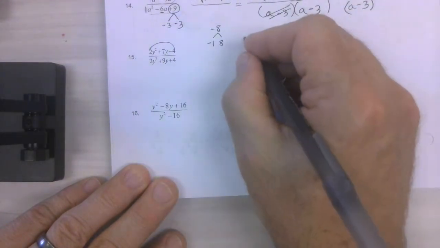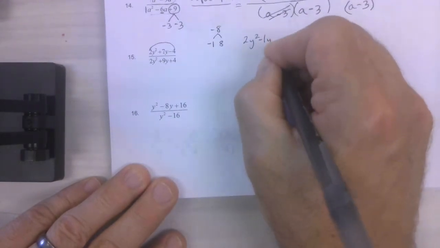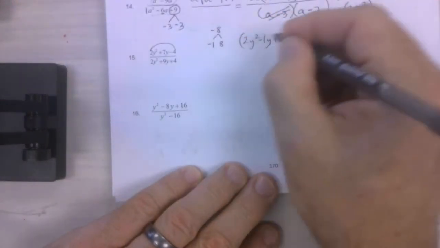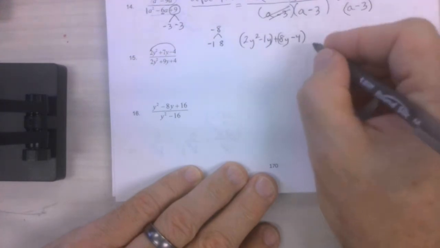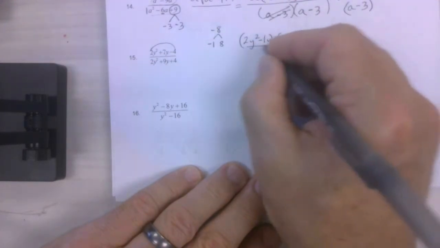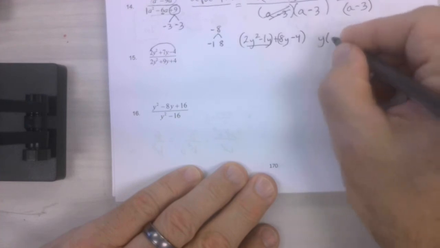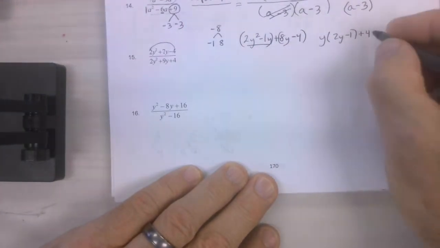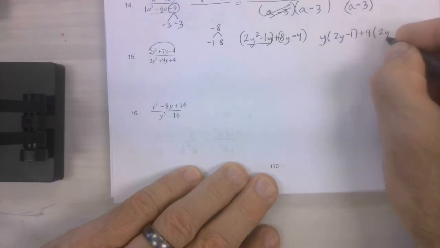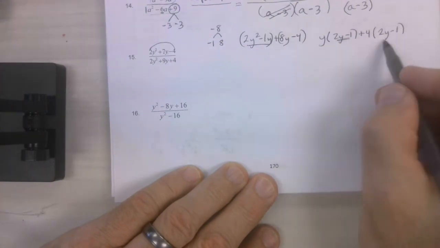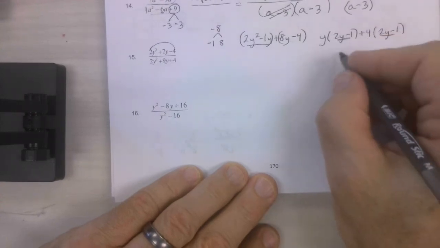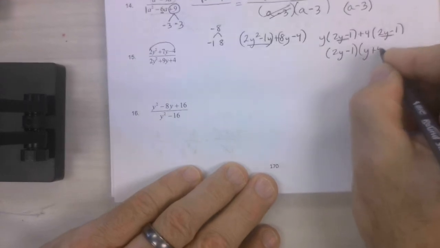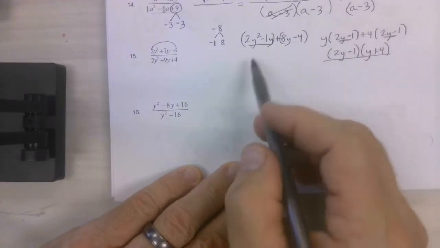Now I'm going to rewrite this as 2y squared minus 1y plus 8y minus 4. Insert your parentheses. Now factor it, or take out as much as you can from this one. So it'd be y, (2y minus 1). Here I'm going to take out a 4. And I'd be left with 2y minus 1. Notice we get a little excited when we see that these match, because that's going to be (2y minus 1) times (y plus 4). And we're done factoring that one.